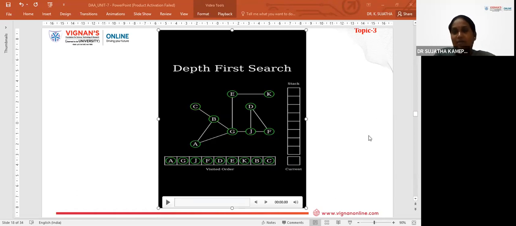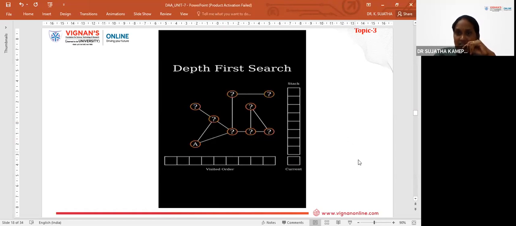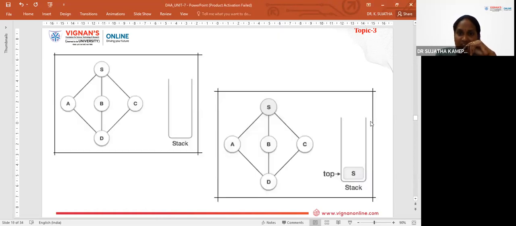I hope that you all understood the procedure of depth first search, how it worked. So now I am going to show you one more example of how we work with depth first search. So here this is the graph that we considered for explaining how depth first search works.